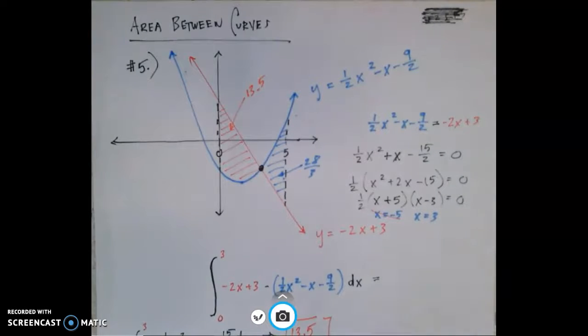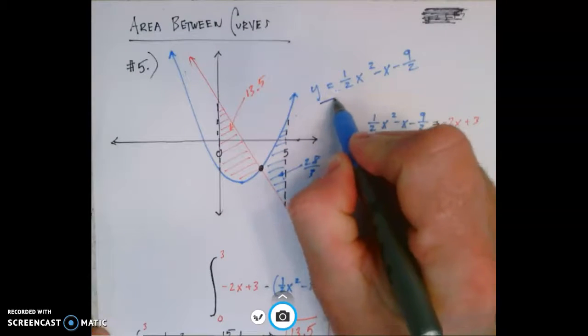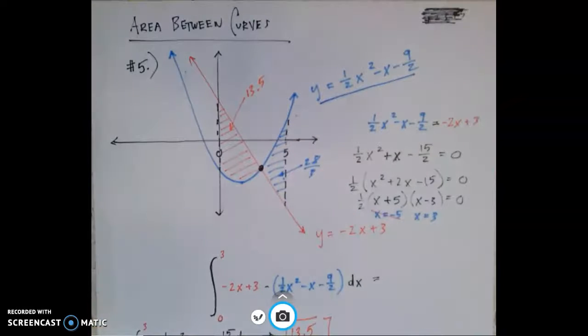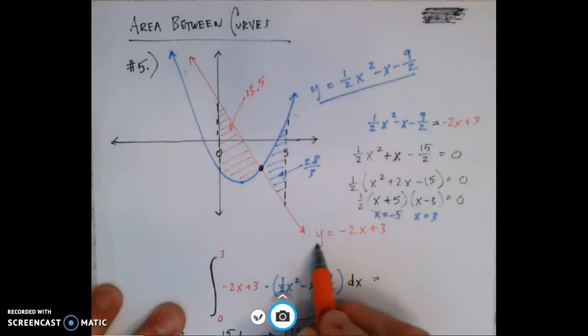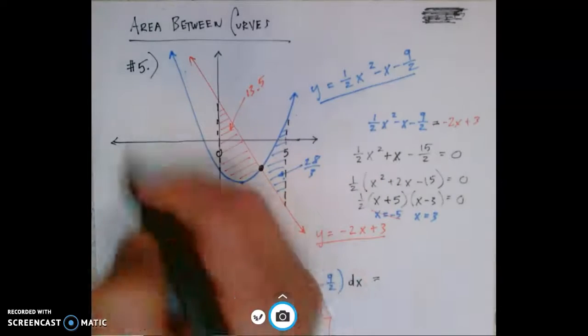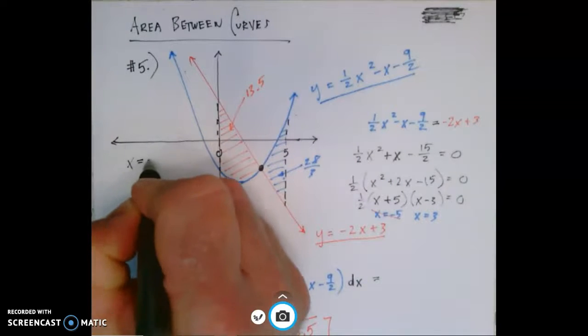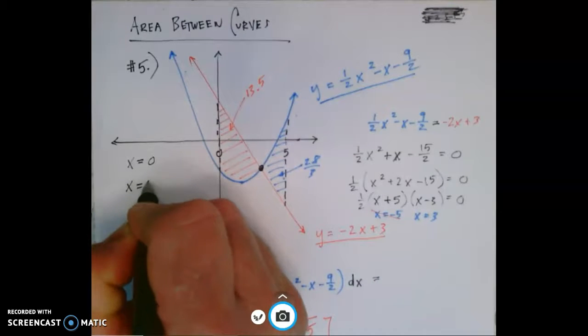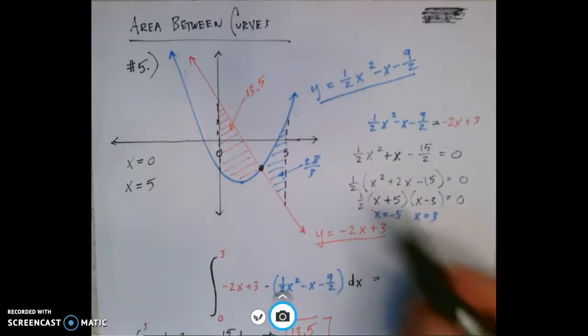All right, so the first thing was find the area between the curves. The first one they mentioned was y equals 1/2 x squared minus x minus 9/2. It was actually x over 2, but I changed it to 1/2. And the second curve was y equals negative 2x plus 3. So these are my sketches of these two. And they also said x equals 0 and x equals 5. So this gives us our boundaries.